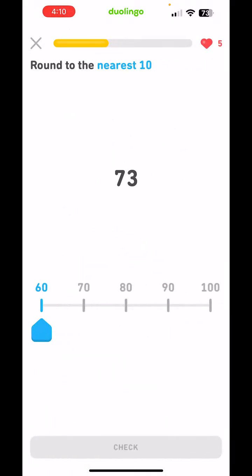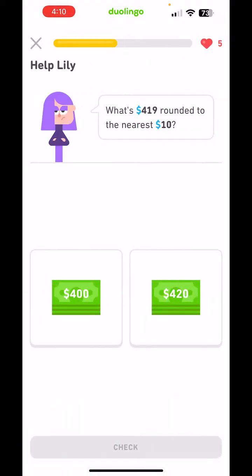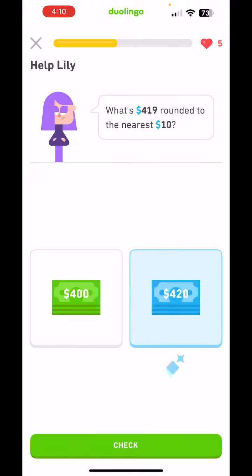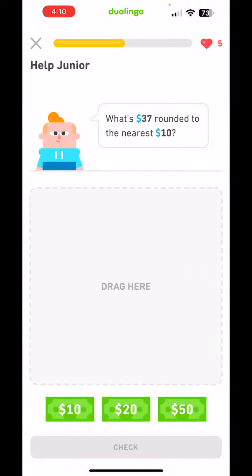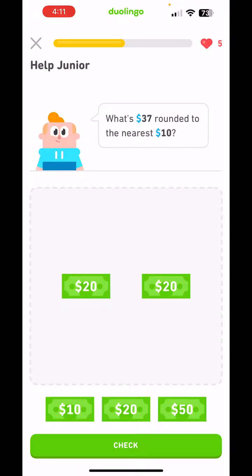Okay, we got 5 in a row. All right, to the nearest 10. All right, so we have 73. We can assume, right, to the nearest 10, that would be 70. What's $419 rounded to the nearest 10? I think that would be 420. How ironic. What's $37 rounded to the nearest 10? So $37 rounded to the nearest 10, I think that would be $40. So we'll just do, you can either do 4 10s or you could do 2 20s.